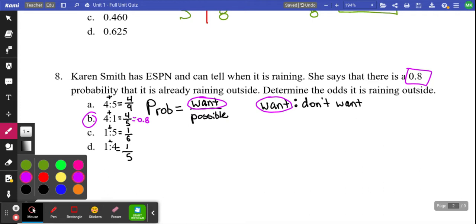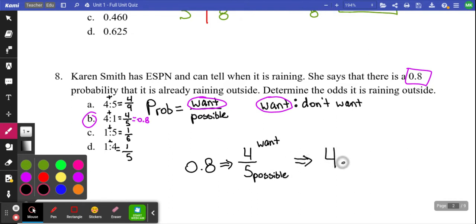The other option would be to go the other direction. If you put in your calculator 0.8, you hit the math and then the frac button. It'll change this into a fraction for you. And that fraction is 4 over 5. That means there's 4 things that I want, 5 things that are possible. If I wanted to change that into odds, that means there's 4 things I want, and there's only 1 thing that I don't want. Because if there's 5 possible, the difference between 5 and 4 is 1. It was 4 to 1.